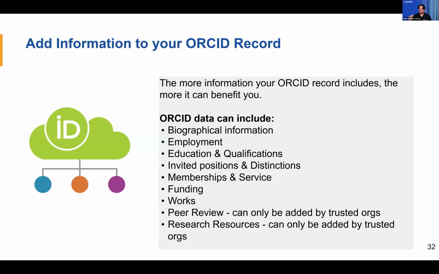So only the organizations that you worked with. It could be a publisher or funding agencies that are putting peer review activities. Laboratories or organizations that are using research resources are the only ones who can add that information to your ORCID record. So what I'm saying here is that those last two, you can't manually enter. They're only available if the organizations that you're working with are pushing that information to your ORCID record.